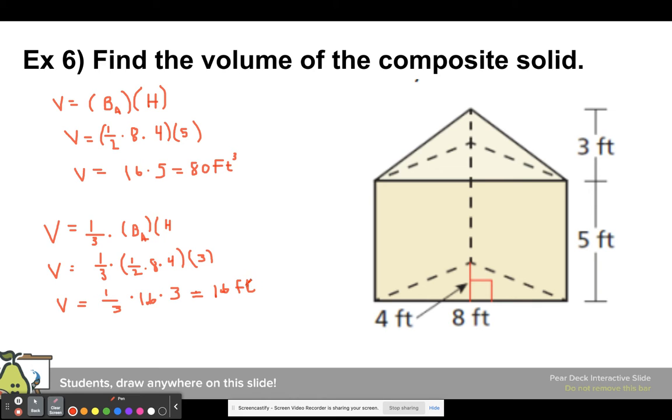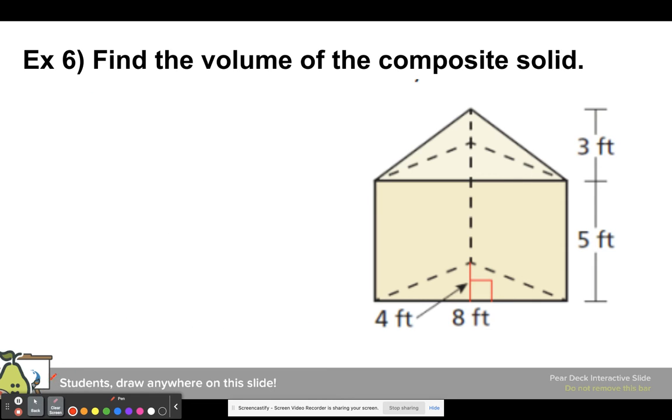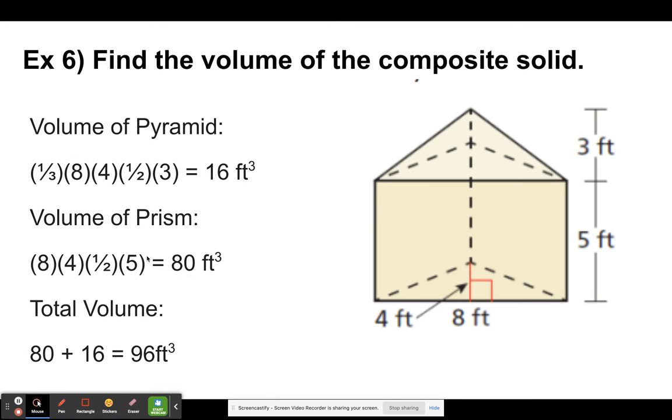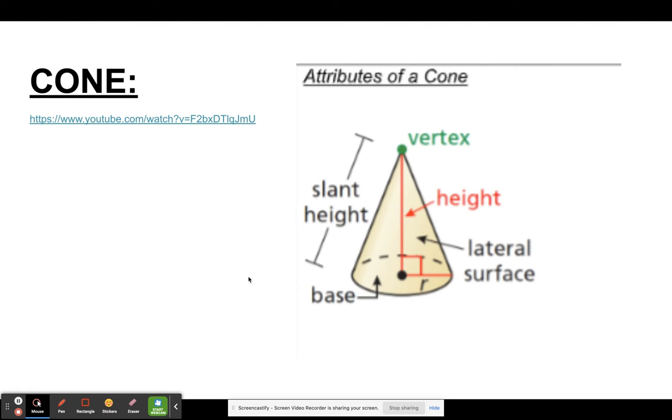And then, last step, because this is a composite solid, we take those two volumes and add them together to give us the complete volume of the shape. So 80 plus 16 is going to give us 96 feet cubed. So now we've calculated the volume of our composite solid. I'm going to clear that out. As always, the next slide shows you the work, if you ever want to reference back. Now we're going to be looking at the cone.